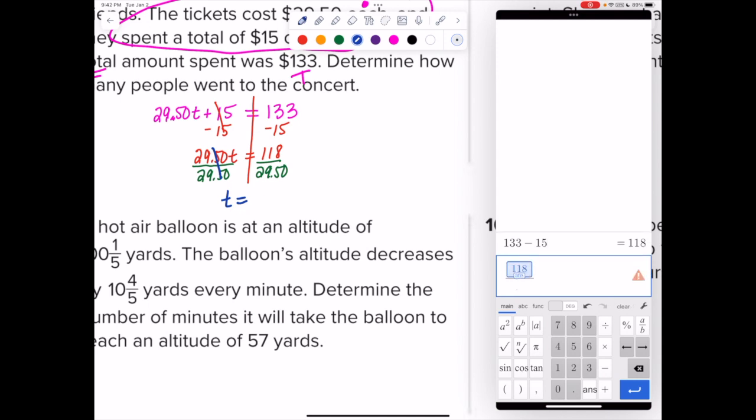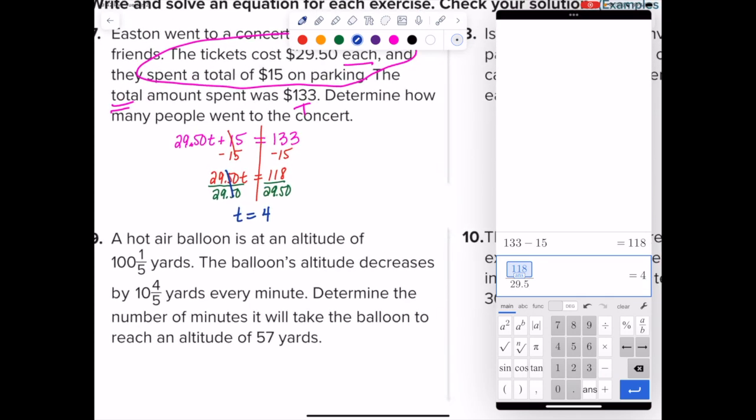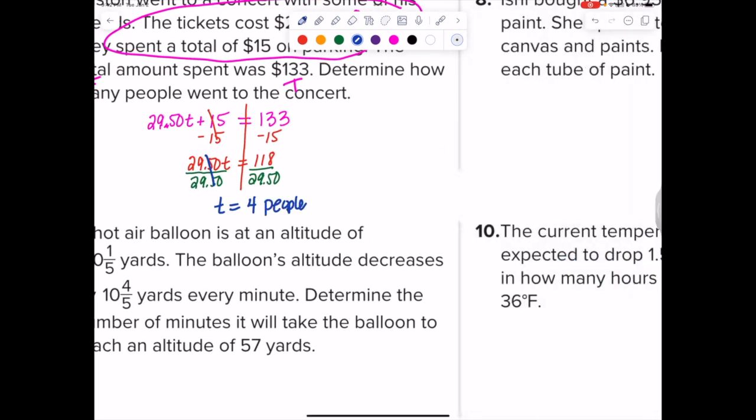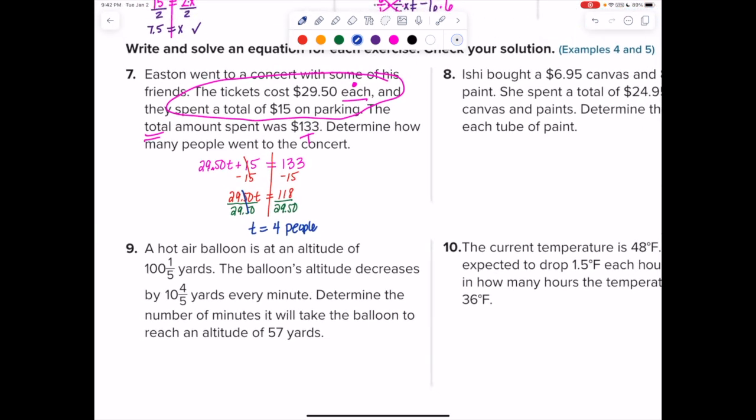Answer divided by 29.50, and it equals a nice number of 4. So how many people went to the concert? 4 people. If it wasn't a whole number, you know you messed up because it's people and you can't cut them in half. That's called murder. All right, so there we go, 4 people, and you're good.